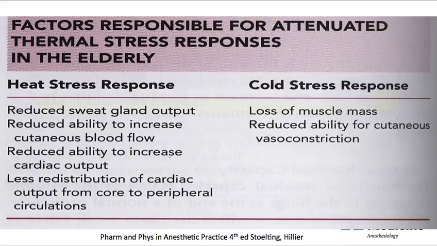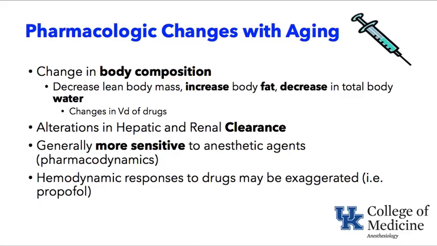Some factors are responsible for these thermal stress responses being attenuated in the elderly. From Pharmacology and Physiology in Anesthetic Practice, 4th edition, you can see that there is reduced sweat gland output, reduced ability to increase cutaneous blood flow and get rid of heat, reduced ability to crank up their cardiac output and give blood flow to the periphery, a loss of muscle mass, and reduced ability for cutaneous vasoconstriction in response to cold stress.